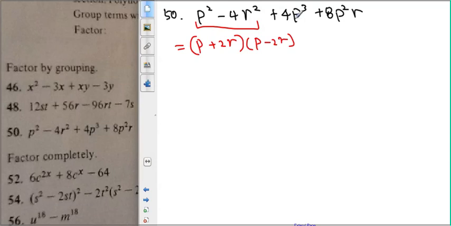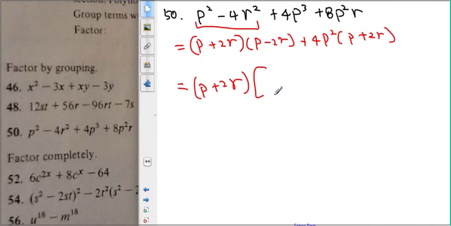Here what's common is 4p squared. So plus 4p squared. Then what's left is p plus 2r. Now, then what we end up getting is, since this one is common, so p plus 2r is common here, then what's left is p minus 2r plus 4p squared. And there is nothing else which we can factor, so that becomes our answer. Alright.